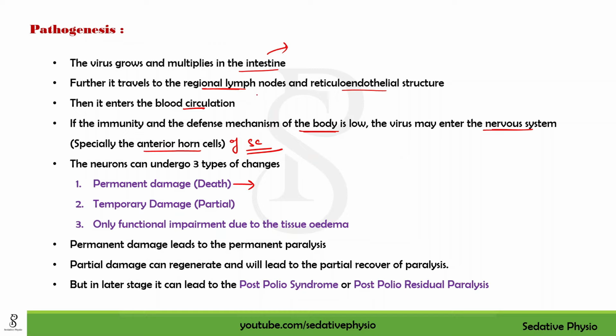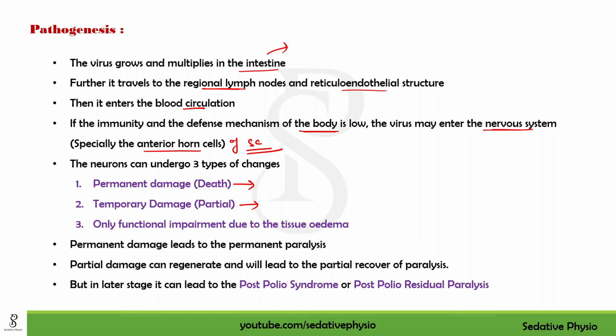Now, the second case can be the temporary damage. It means that there will be partial damage of the neuron. The neurons that are damaged can be regenerated. There are some chances of regeneration, but it will not regenerate at its best. It means that it will not regenerate completely. There will be partial recovery, partial regeneration of the particular neuron, and hence in the temporary damage there will be partial recovery of the patient's symptoms.